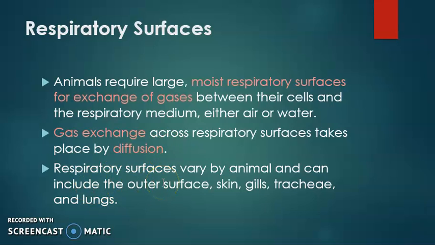Respiratory surfaces vary by animal and can include outer surfaces like skin. For example, amphibia also exchange gases by skin. Gills in water like fishes, trachea in insects which have air directly, and then lungs which will exchange between air and tissues through blood. In trachea, it's directly between air and the tissues or the cells, as we have described earlier.